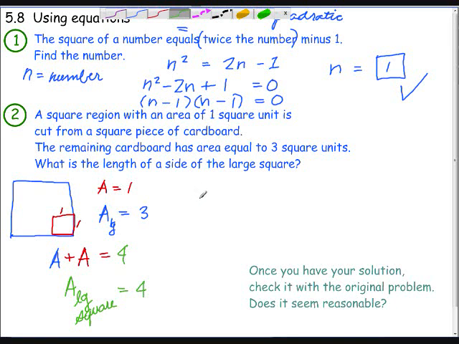And since the side length squared equals the area, I can say that s squared equals 4. I'll take the square root of both sides. S equals 2. Does this seem reasonable? If this is 2 times 2, before I cut anything out of it, it's equal to 4. When I cut one square unit out, then I'll have the 3. Yes, it does make sense.